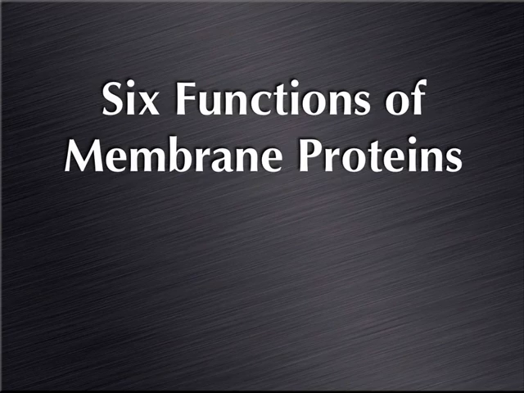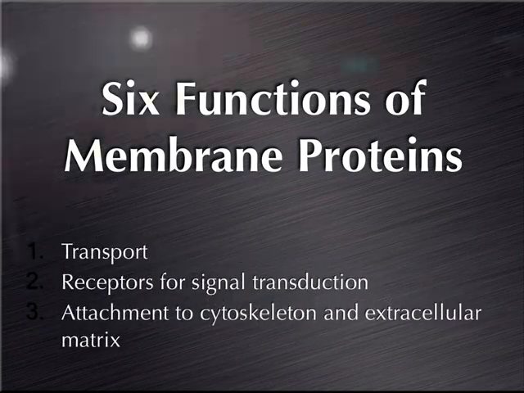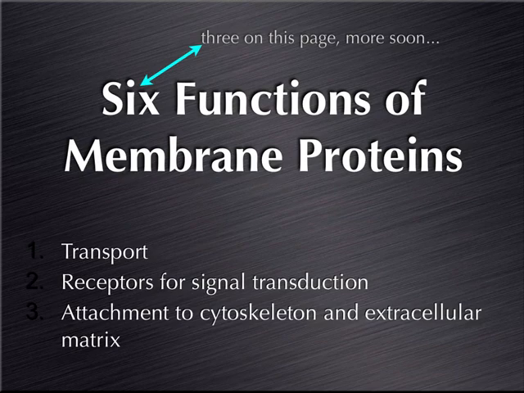There are really 6 main functions for membrane proteins. One thing they do is they transport things around. They are often used as receptors for signaling. They're used to attach cytoskeleton and extracellular matrix, and those are 3 of the 6 functions. More will show up over the next few pages. Let's look at transport first, then we'll look at receptor functions, then we'll look at attachment.